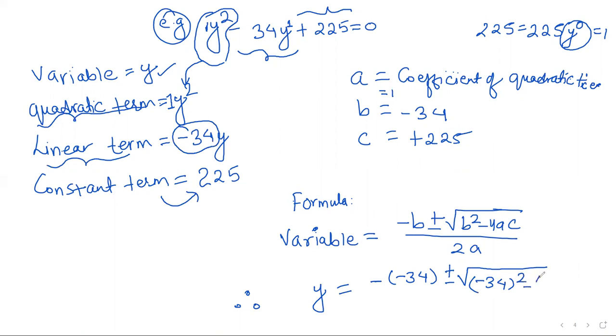squared minus 4ac, where a is 1 and c is 225, and you go down to the denominator, it is 2 times a, which is 1. So this is your formula. This is your setting to solve the quadratic equation by using the formula. So in the next page, we'll actually solve this and see what the values of y are.